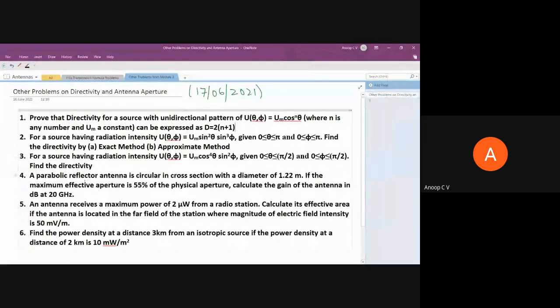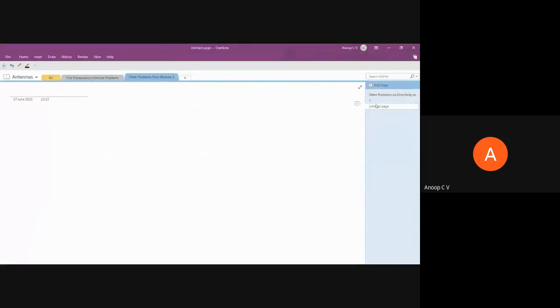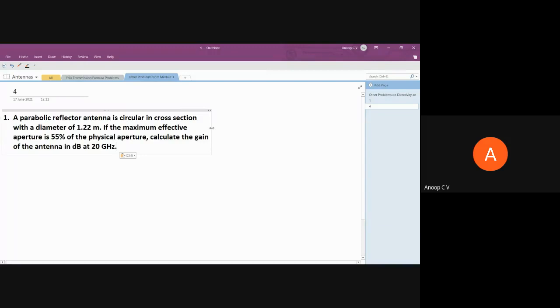So we'll start with the next problem. You can read the fourth problem. What I'll do is paste it in a new page. Problem number 4, I'll paste here. So you can read the question.